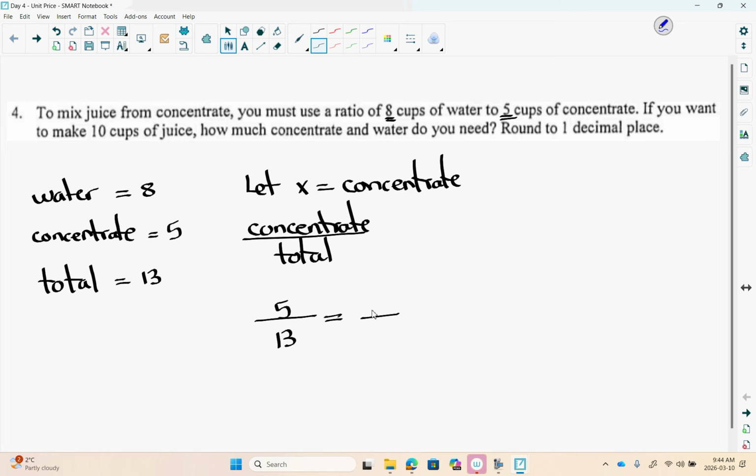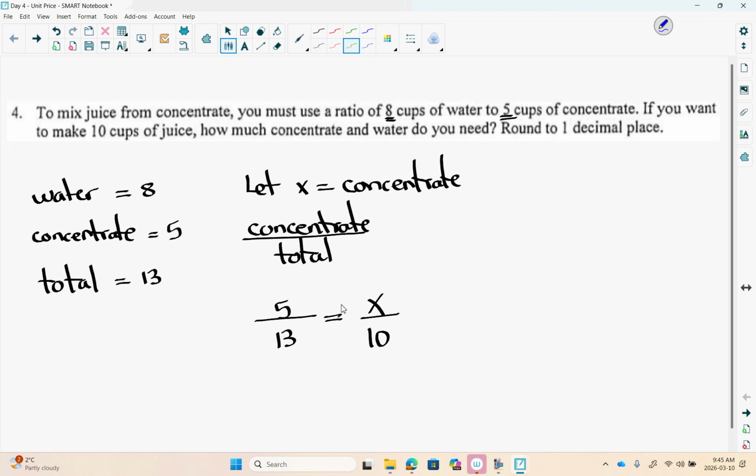That's going to equal the amount of concentrate. That's my unknown. That's what I'm solving for. X over 10. X because I'm looking for the amount of concentrate. Where's the 10 coming from? Yeah, you only want to make 10 cups of juice.